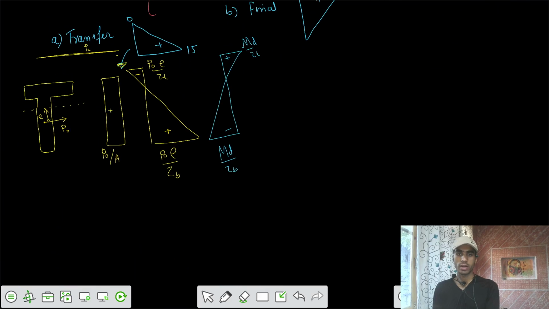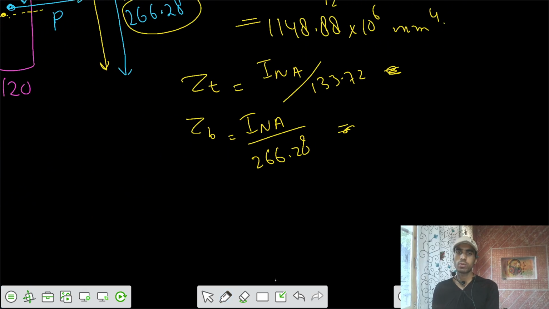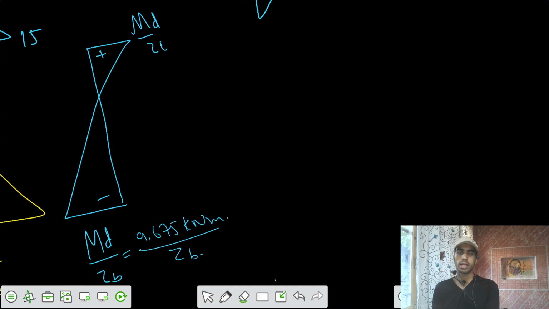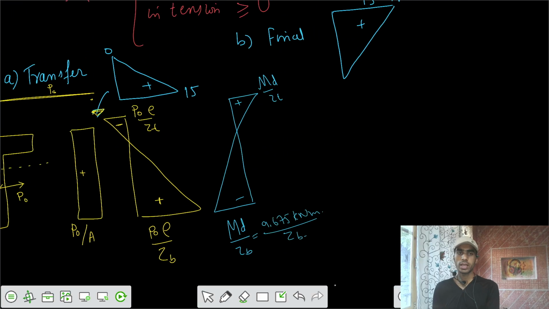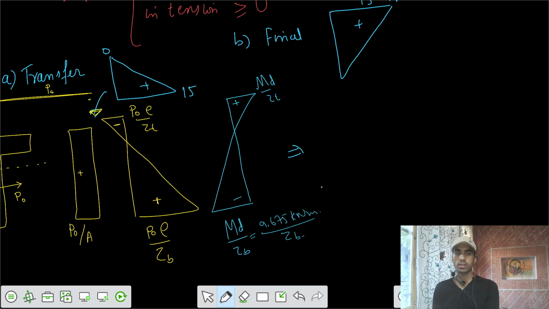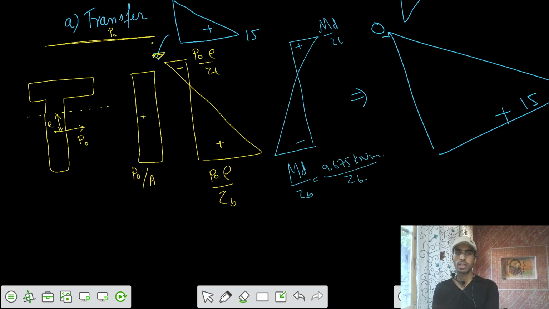So we have this value here, 9.675. So we can write this one is your 9.675 kilonewton meter divided by Z bottom. So you need to solve for those values of Z bottom, Z top, and I can say that we have to ensure the condition that a resultant of these three is having a diagram in this way, that stresses at the top is 0, stresses at the bottom is plus 15. So we have to write that condition now.